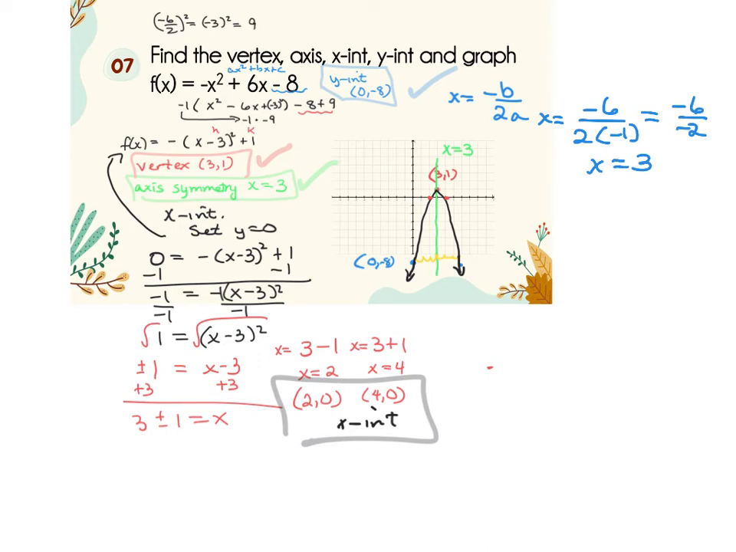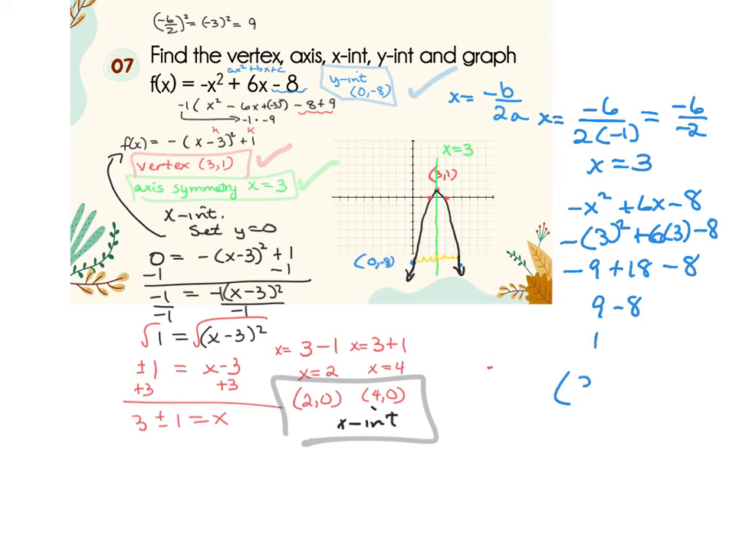And now I take that, plug it back into the original to get the y value. So 3 squared plus 6 times 3 minus 8, negative 9 plus 18 minus 8, 9 minus 8, and I get 1. So again, your vertex, and this was all y equals. So the vertex, same vertex I got when I transformed it using completing the square.